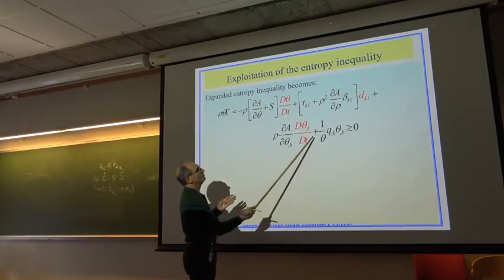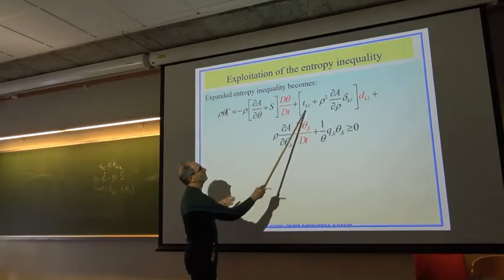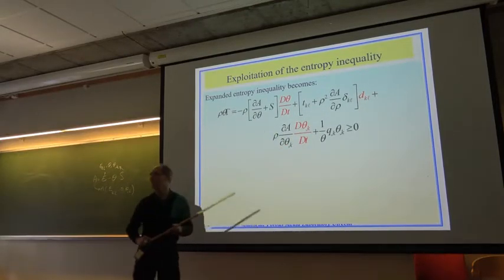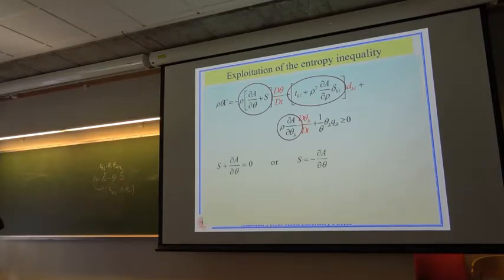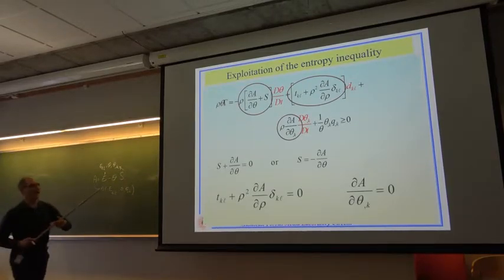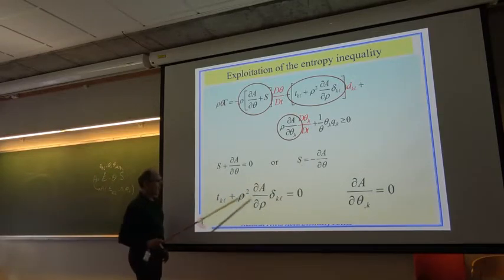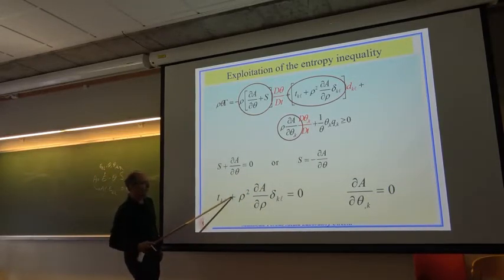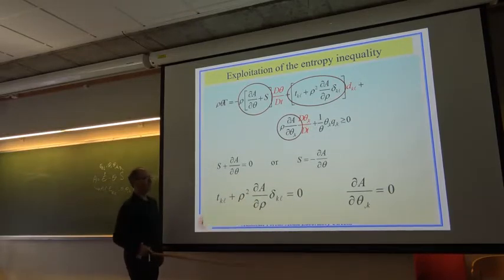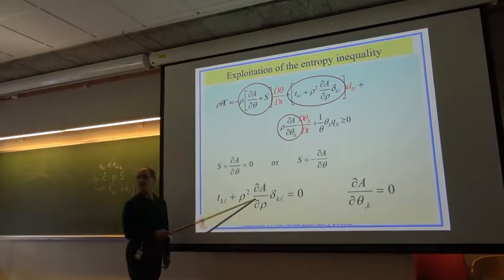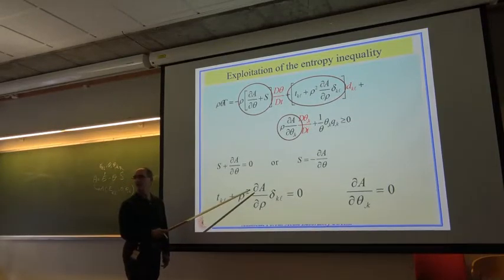For the entropy inequality to be valid for all thermodynamic processes, this must be 0 identically. And that gives me that, for the material I was modeling, S must be minus the ADT, and the stress tensor must be an isotropic stress tensor, and at all times is equal to the rate of change of free energy with density. This you recognize. What is this? Pressure. We call this pressure.